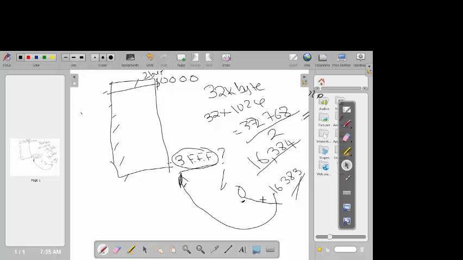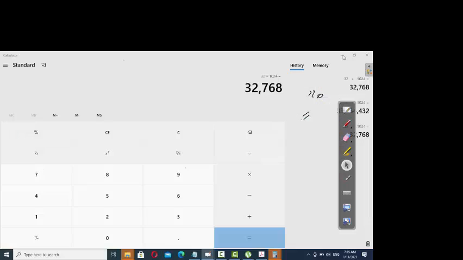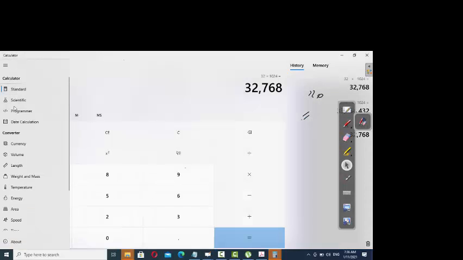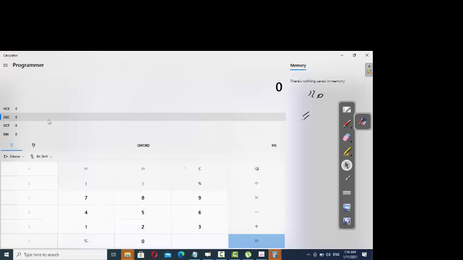All right, now if we can do this, come back to the calculator and let's see what happens. Let's go to the programmer, right? Programmer right there, and now we're saying 16,383, right? Is that what we got? So we have a number in decimal, which is 16,383.